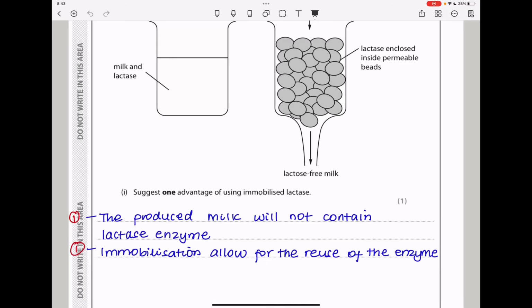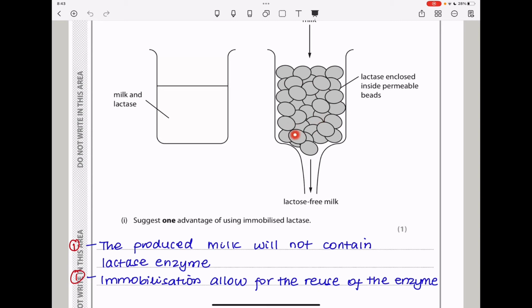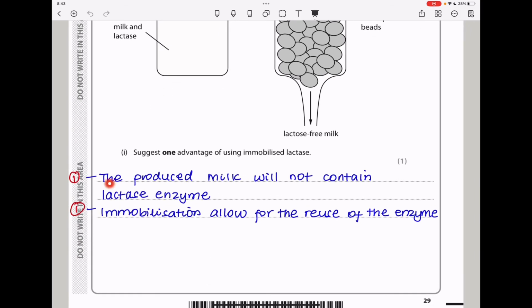So the first question says, suggest one advantage of using immobilized lactase. If the enzyme is immobilized, it means it's not going to be present in the milk, so contamination of the milk by the enzyme is going to be avoided. Number two, if the enzyme is immobilized, it means we can retain it and it can be used for continuous processes in order to digest more milk in the future. So I said the produced milk will not contain lactase enzyme, in this case with immobilization. Also, immobilization allows for the reuse of the enzyme. Let us continue.